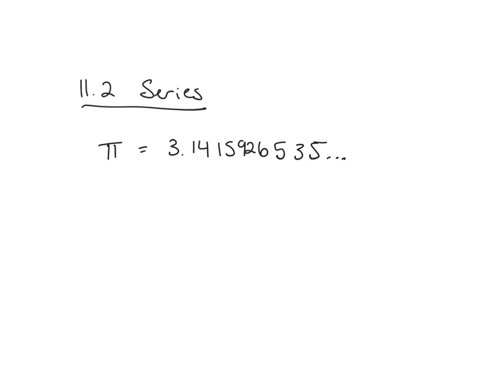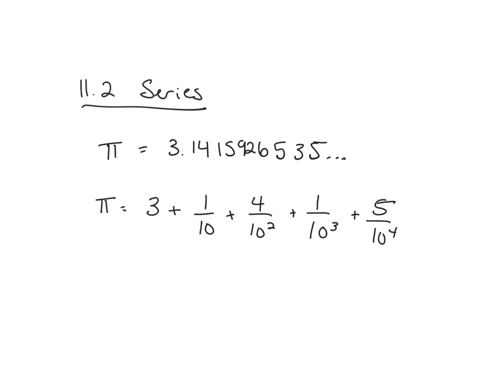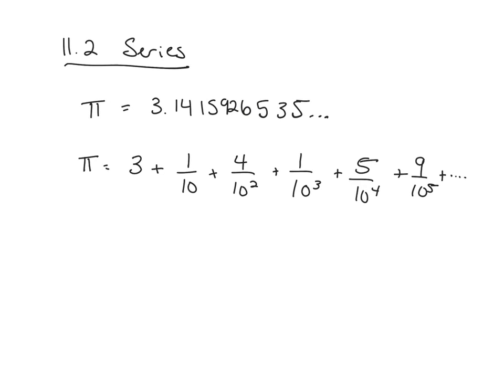So what do we mean when we're writing this number pi with decimals? When we write in decimal notation, you can think of this as being a sum. 3 plus my number in the 10 spot is 1 over 10. The number in the 100 spot is 4 over 10 squared. 1 over 10 cubed. 5 over 10 to the 4th. 9 over 10 to the 5th. Okay? So I write this plus dot dot dot.